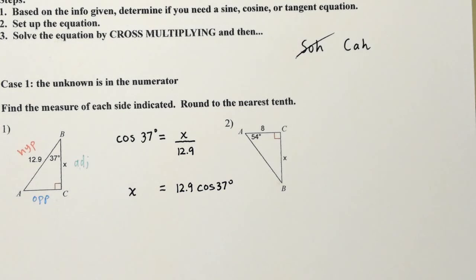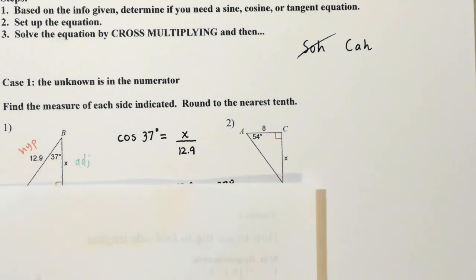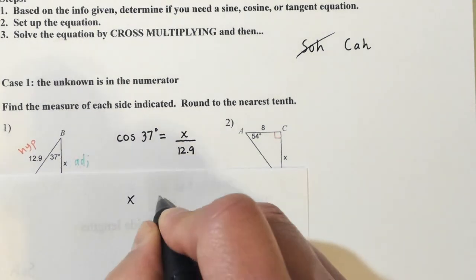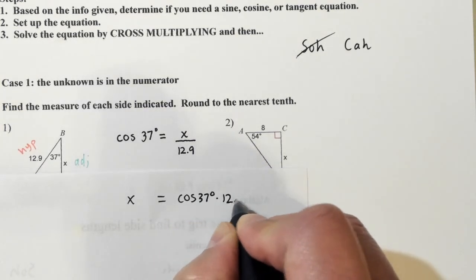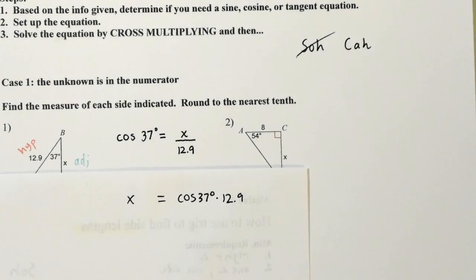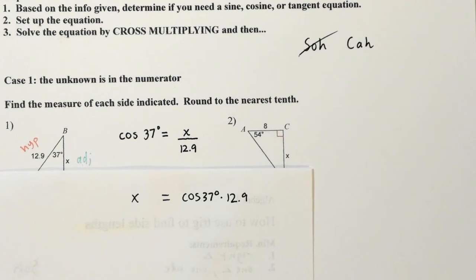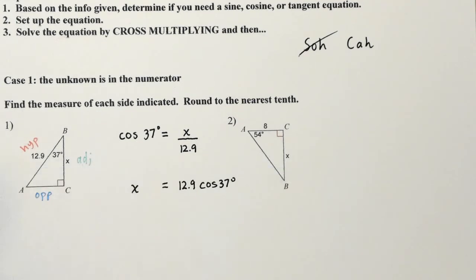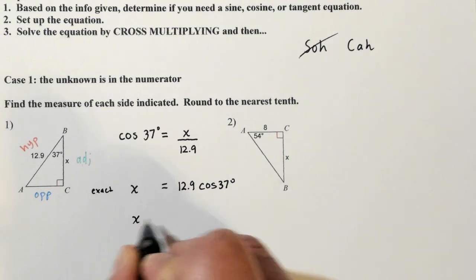A couple things. That is the normal or traditional way you will see it. It is multiplication, so I guess you could have written it like x equals cosine of 37 degrees times 12.9, but it doesn't look as good. So that's the normal way to write it. This is the exact answer. And then you plug it in your calculator to get the approximate answer.